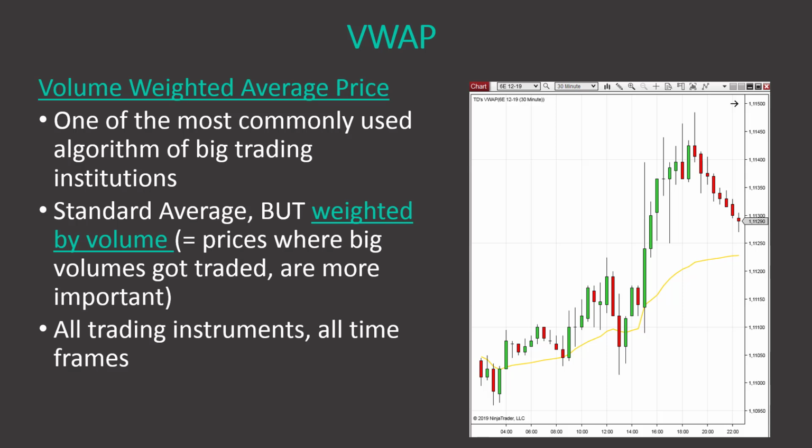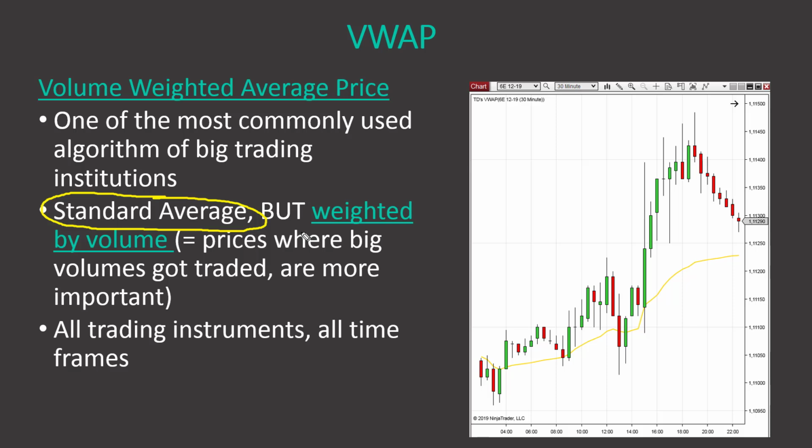Let's get to VWAP. Now, what VWAP stands for is volume weighted average price. And it is one of the most commonly used algorithms of big trading institutions. Now, the big difference between VWAP and the standard average indicator, this is the standard average indicator everybody uses. Everybody tried this one for trading when they were looking for the holy grail, right? So there is one significant difference between the standard average and the VWAP indicator.